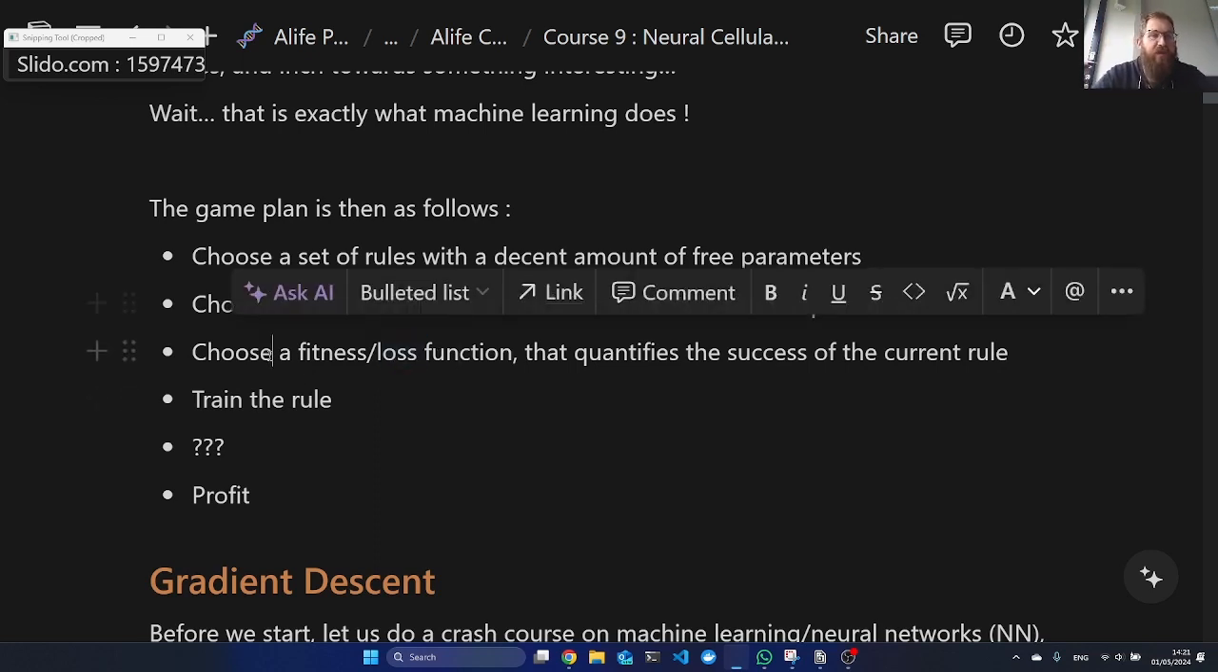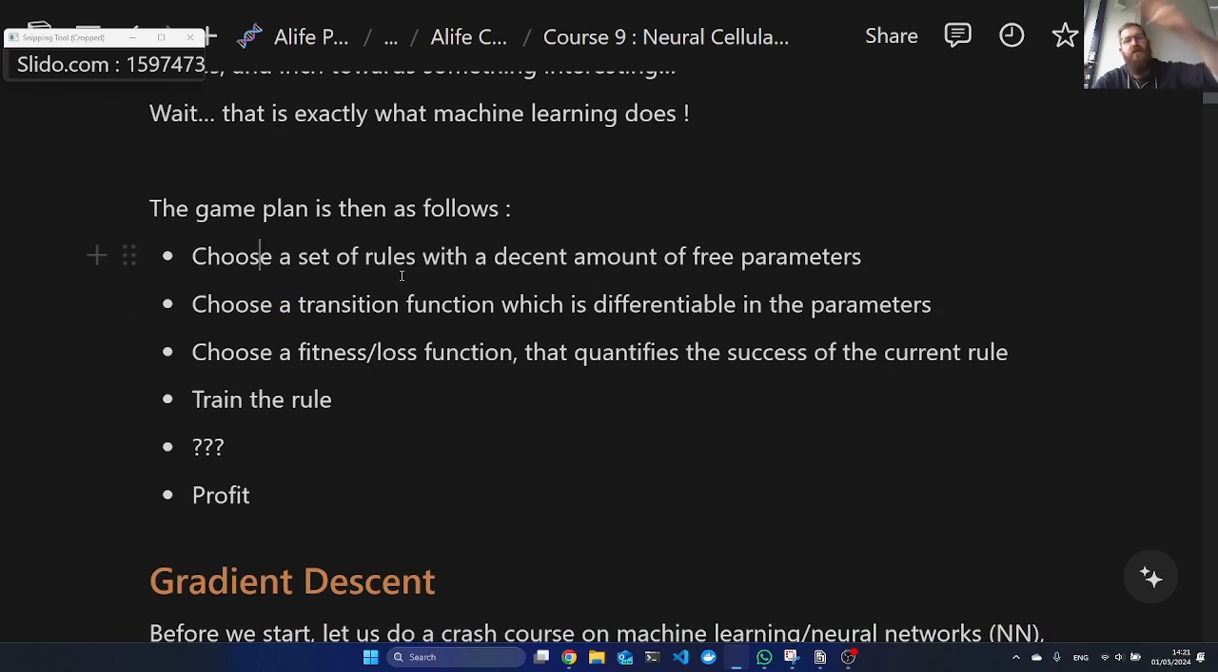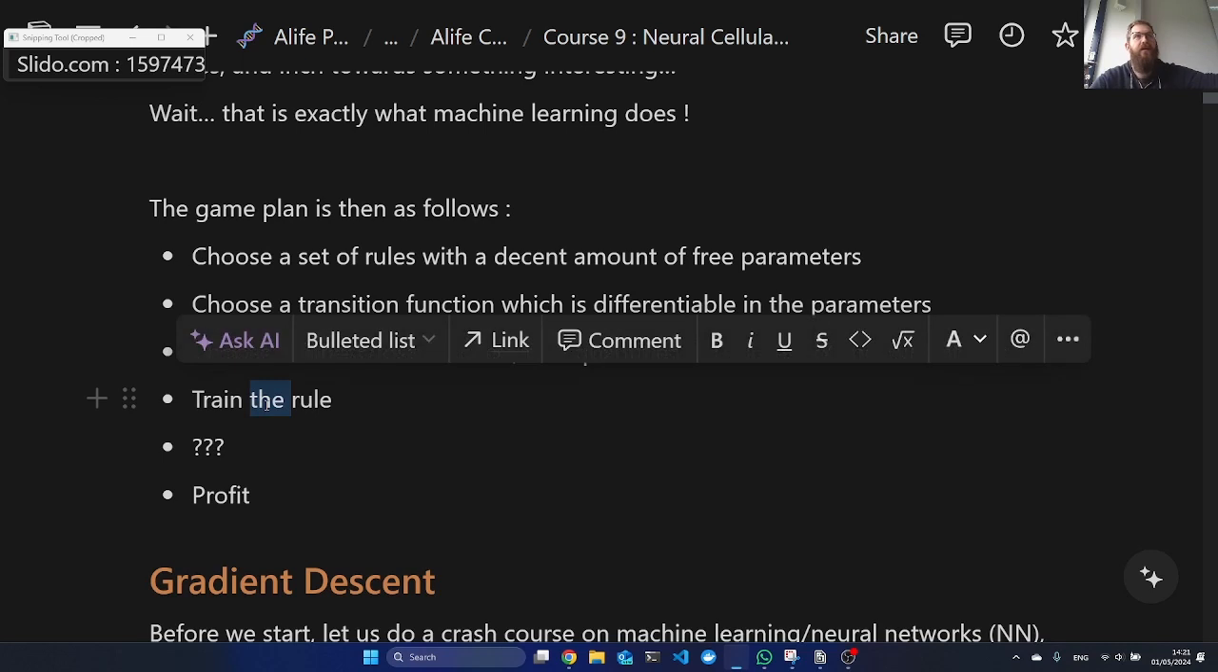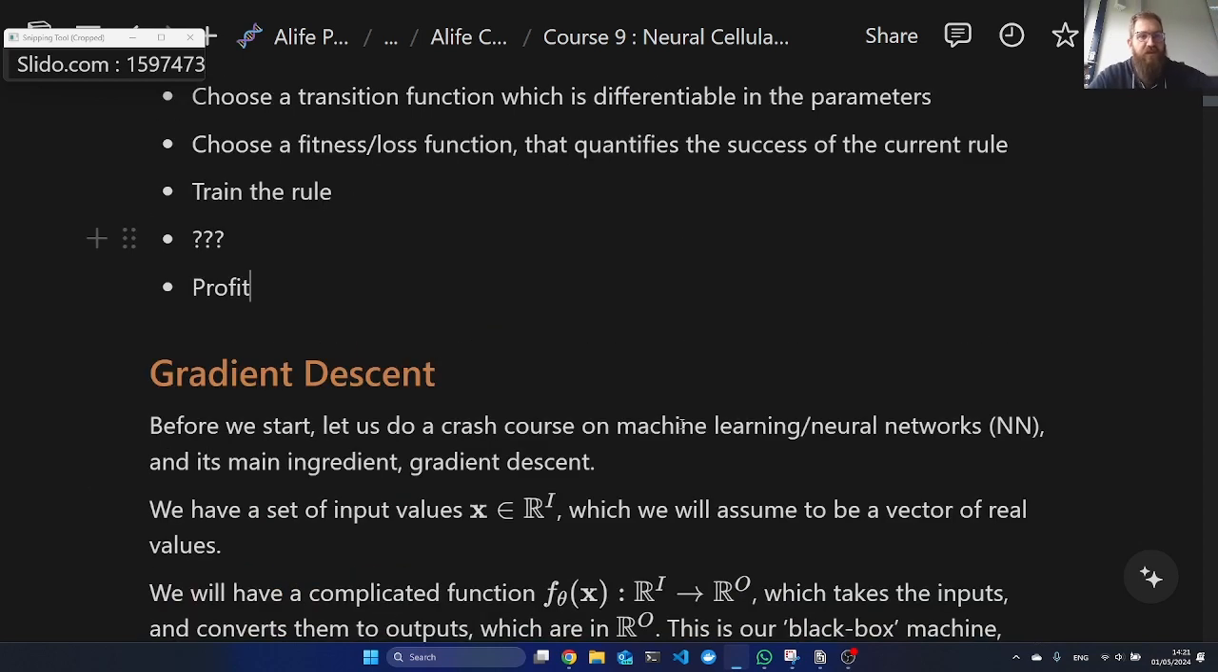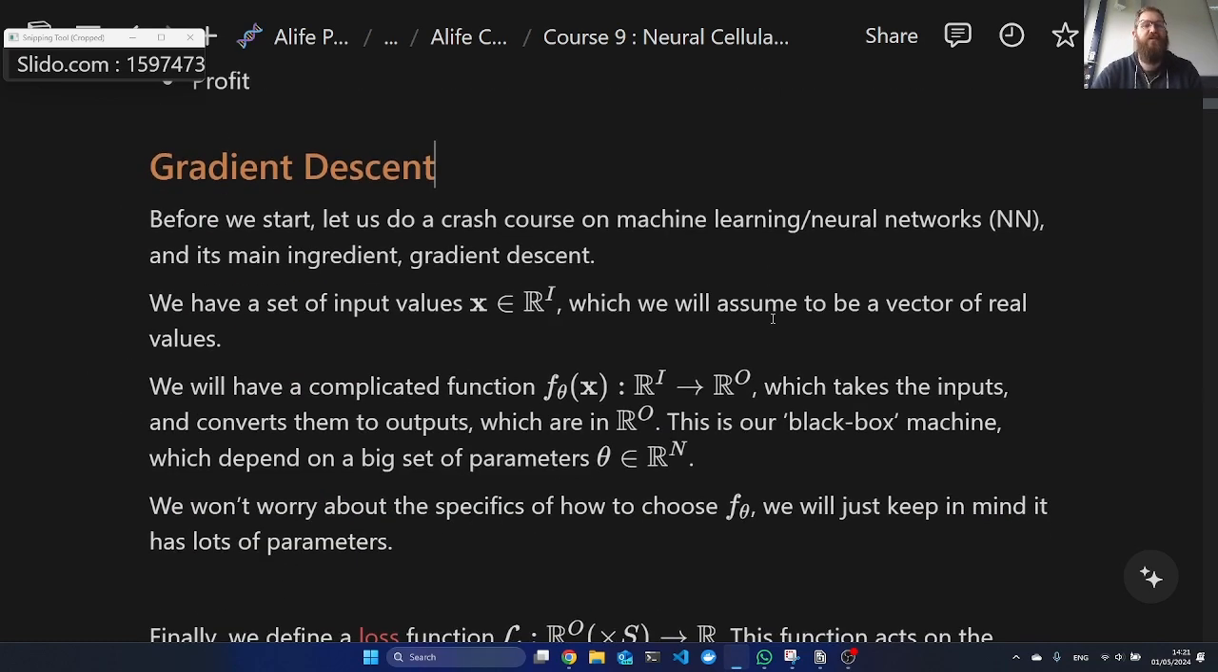And so once you have these three elements, using the magic wand, which is machine learning, you can just train the parameters of your rule to optimize your fitness function. And in principle, you'll be able to get something which is interesting at the end. I don't know if you can profit from that. Probably you can, but let's see how it works.